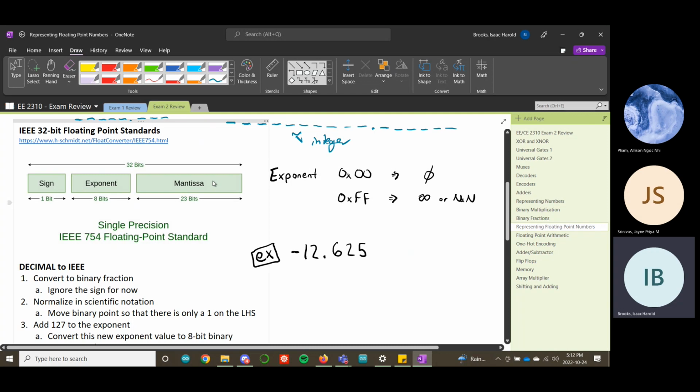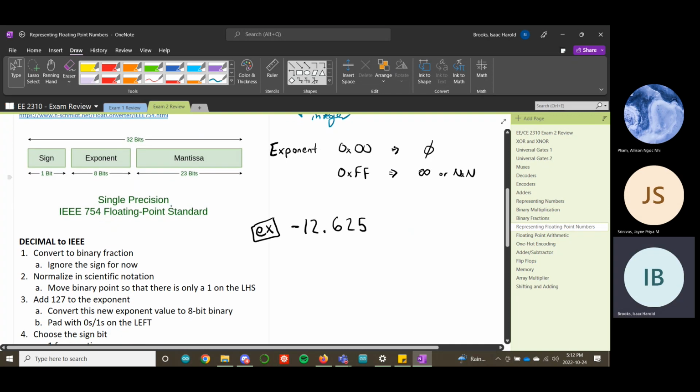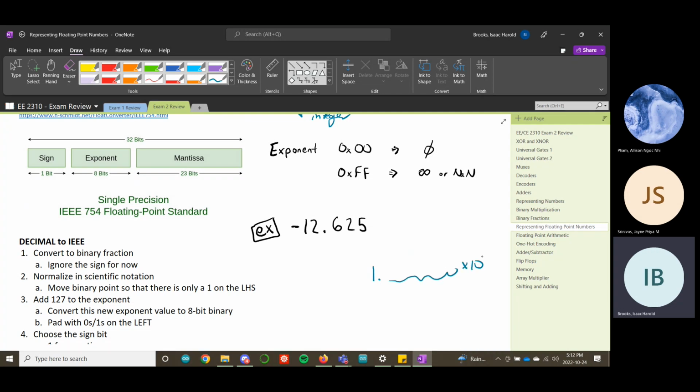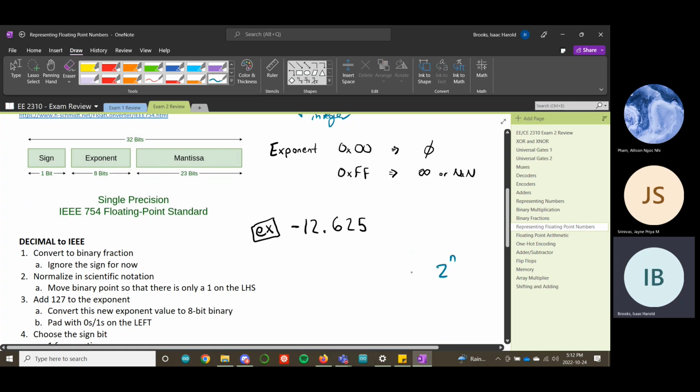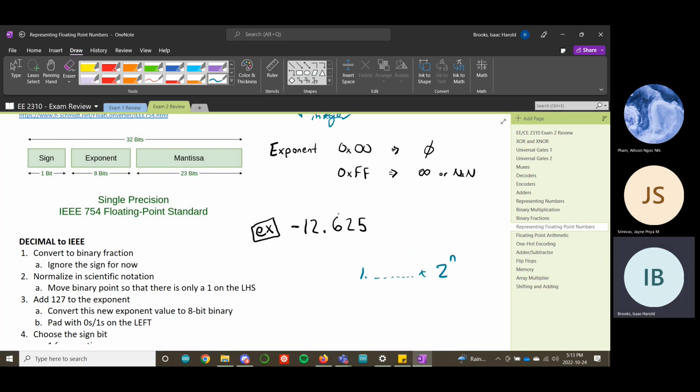So it stores it in scientific notation, which, if you remember, is where you have 1 digit to the left-hand side, and then the rest of it is in fractions, and then you have times 10 to the something. That's in decimal. When we're in binary, the exponent is going to be 2 to the power something. And we're going to have a 1 point something, something, something.